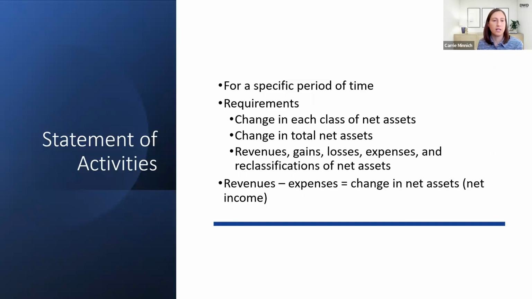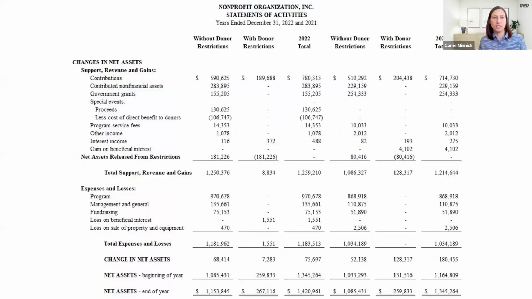Okay, next is the statement of activities. This is going to be your income statement, and you can see that there are some requirements that need to be met for the statement of activities as well. But basically, this is your revenues less expenses, which is going to equal your net income. All right, so this is the statement of activities.